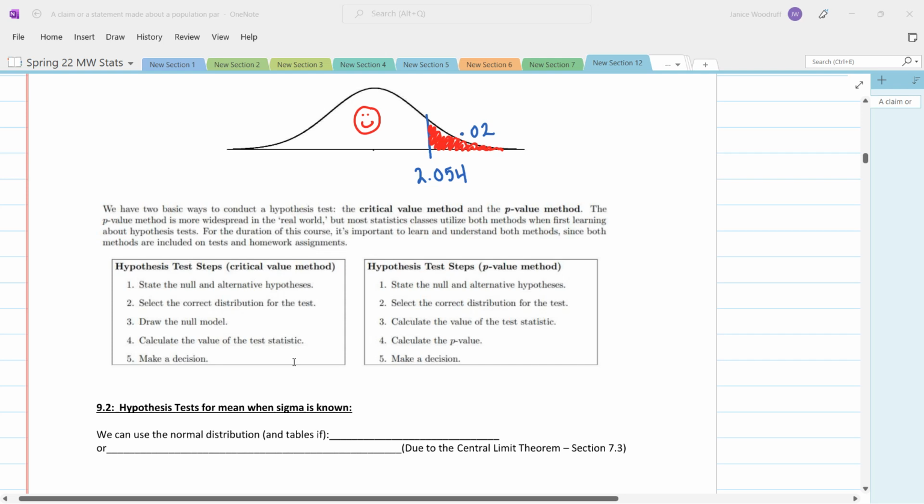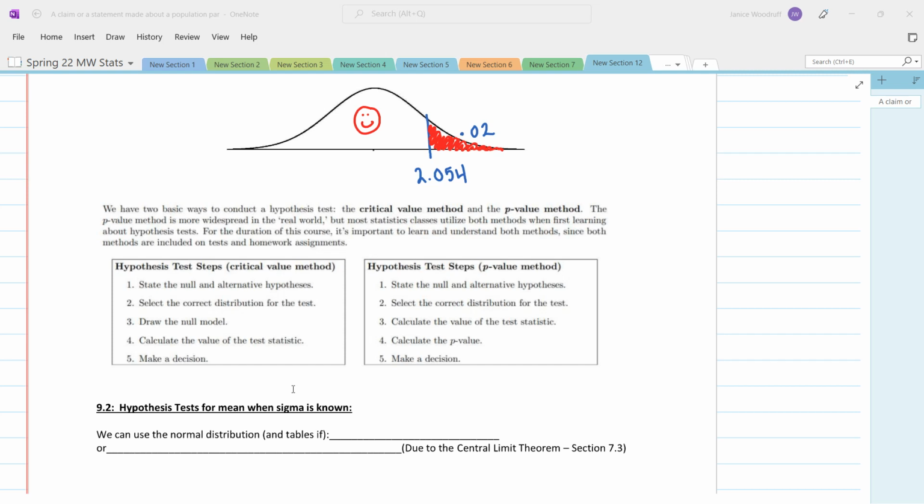So basically, we have two ways to conduct a hypothesis test, the critical value method and the p-value method. The p-value is more widespread in the real world, but most statistics classes utilize both methods when first learning about it. For the duration of this course, it's important to learn to understand both methods since both are included on tests and homework assignments. I actually like the critical value method because I'm a visual learner. So critical value, you actually plot it on here and do it, where the p-value is just more calculations. I'm going to show you guys how to do both.